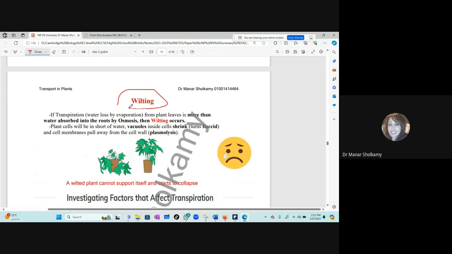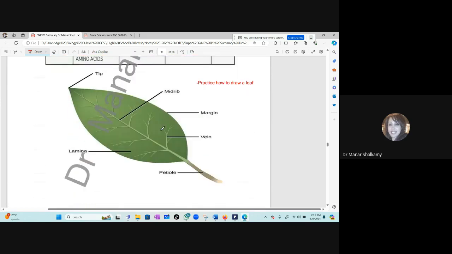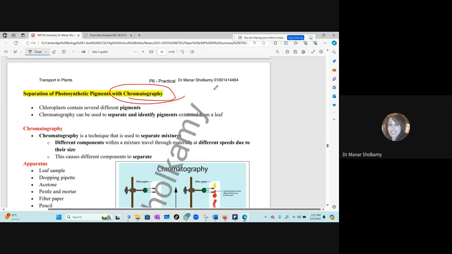Now, we did talk about wilting and flaccid. It's just a different term. Please, you will draw, of course. Draw a leaf. Practice drawing it. Maybe they will ask you to draw it without a previous picture. We talked about drawings. Now, chromatography.